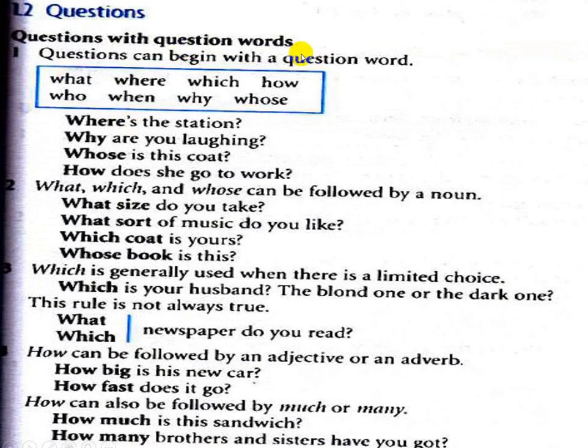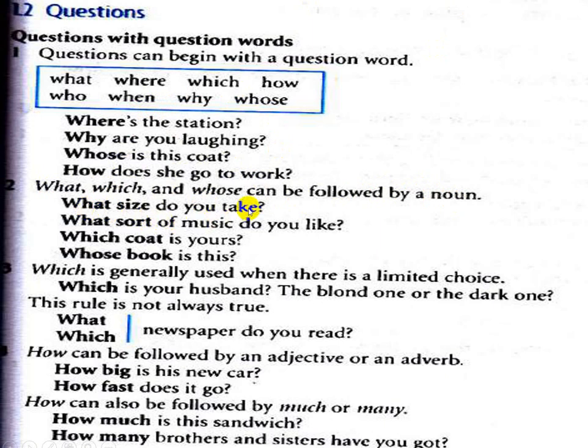Questions. Questions can begin with a question word, as I said before: what, where, which, how, who, when, why, whose. Where's the station? Why are you laughing? Whose is this coat? How does she go to work? What, which, and whose can be followed by a noun.